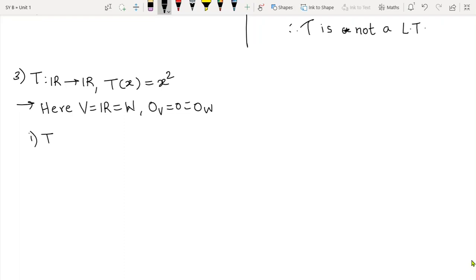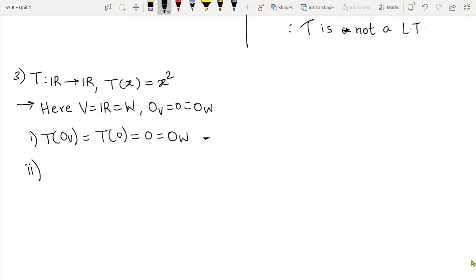So the first condition, what will be T of 0_V? It will be T of 0, which is equal to 0 only, and that is our 0 of W, because T of x is equal to x square, therefore T of 0 will be 0 square, which is 0 again. Now the first condition is satisfied, so we cannot say that this T is a linear transformation here itself, because the second and third conditions should be satisfied.